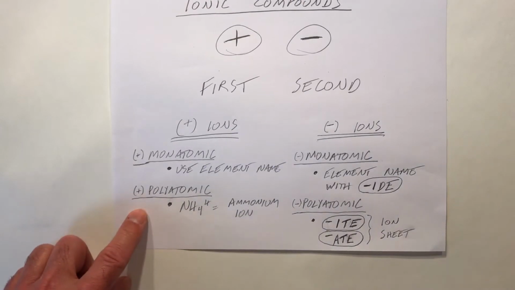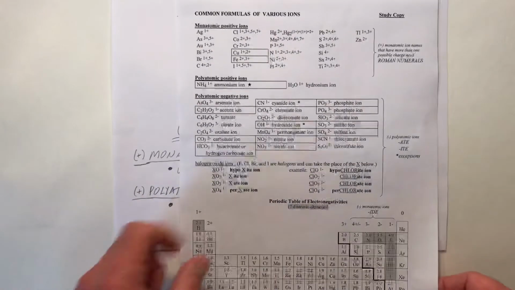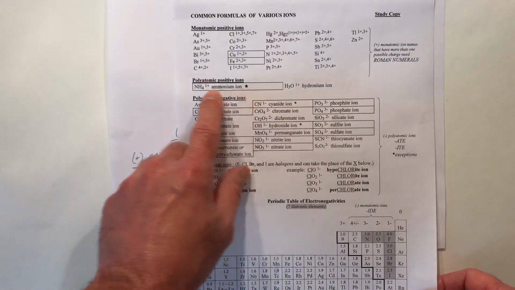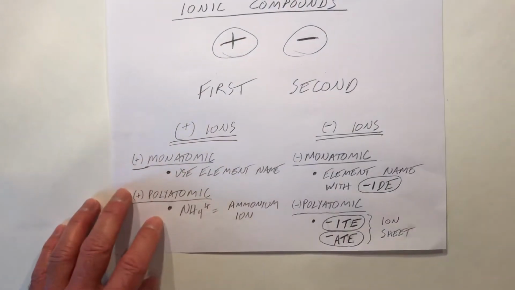If it's a positive polyatomic ion, there's really only one that you really have to keep your eye out for, and we put a star by it on this sheet to help you find it. It's the ammonium ion. Remember, hydronium ion is really only used in acid-base chemistry.